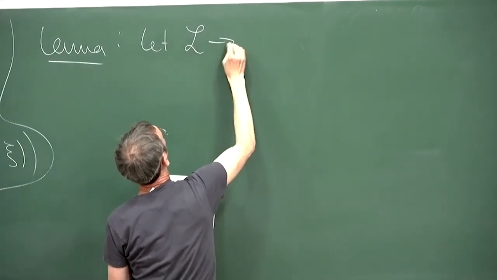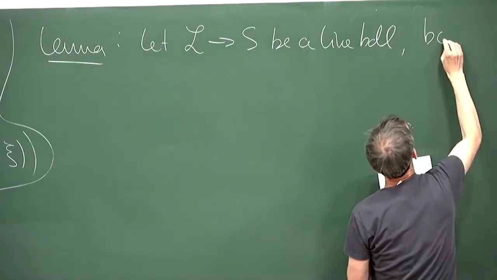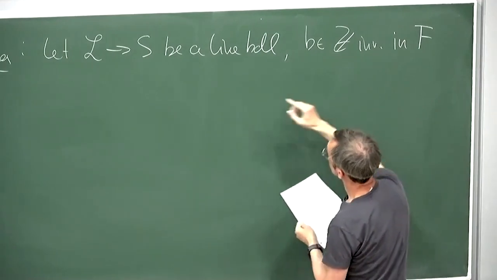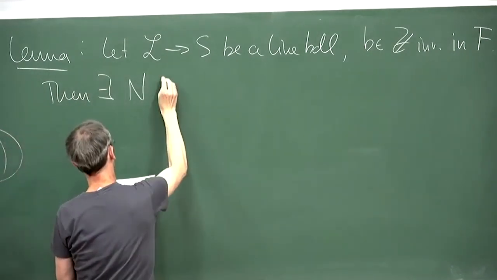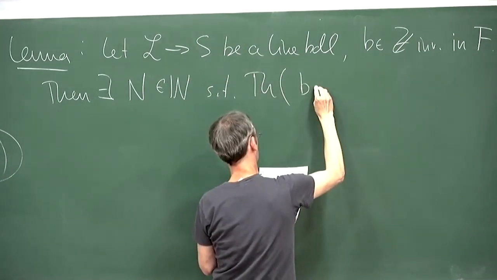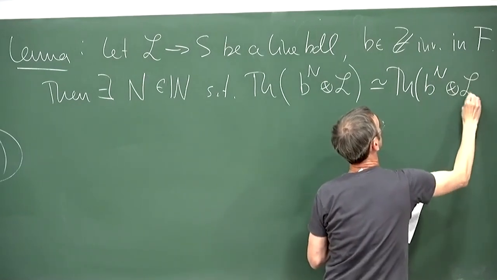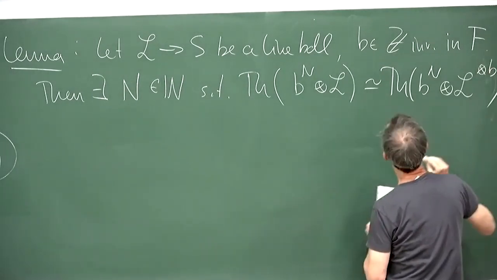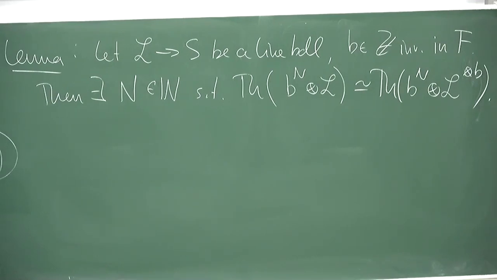So we take a line bundle L, and then we again take this integer b invertible in the field F. S is again smooth over F. And then there exists some natural number n such that the Thom spectrum of b^n tensor L is equivalent to the Thom spectrum of b^n tensor L to the b. So this is the line bundle case. This is the explicit value of the Bott-Adams operation.